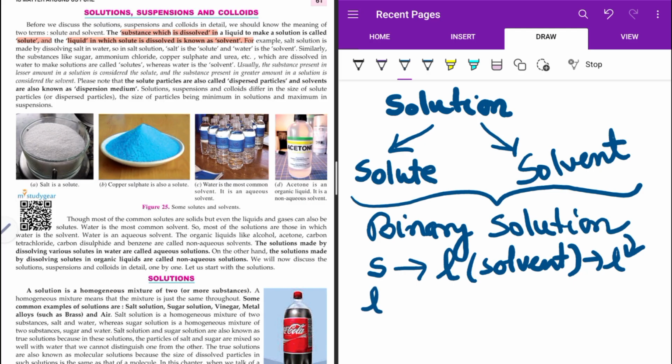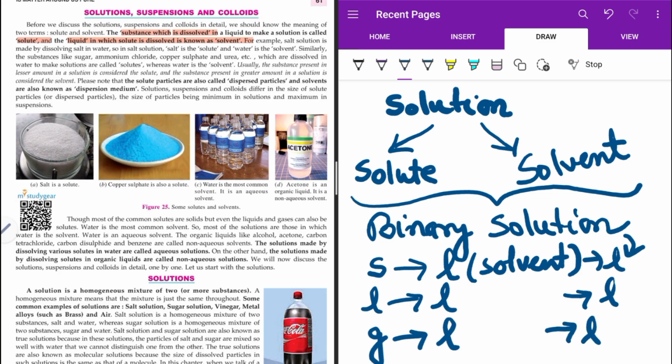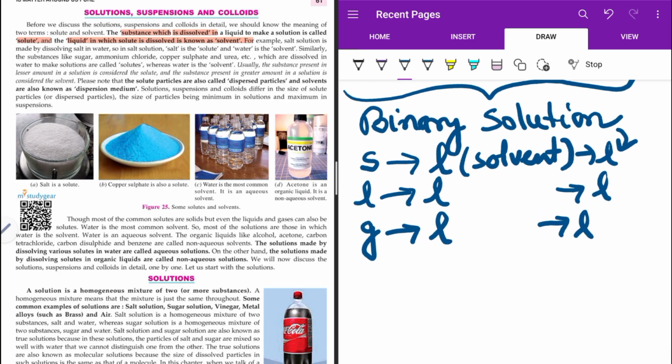I can take a liquid solute in a liquid solvent, again to form a liquid solution, and I can take a gaseous solute in a liquid to form a liquid solution. So there are three types of liquid solution: solid in liquid, liquid in liquid, and gas in liquid.